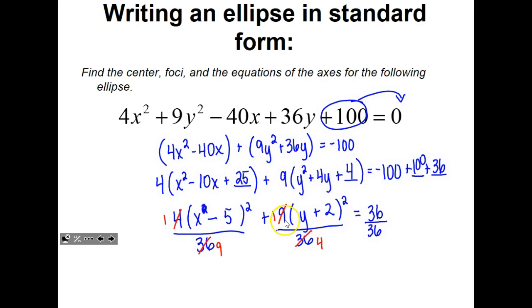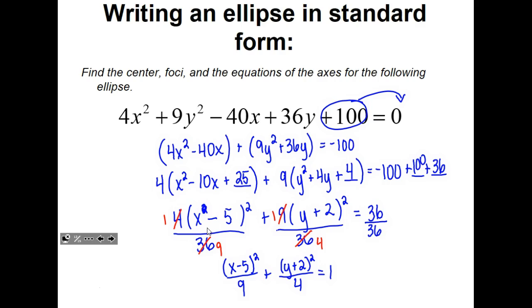Now, these two numbers right here don't always just switch places, but a lot of times they do. So I'll have (x minus 5) squared over 9 plus (y plus 2) squared over 4, and that will equal 1. So now I have my ellipse in standard form. Okay. It does ask for the center, the foci, and the axes for this.